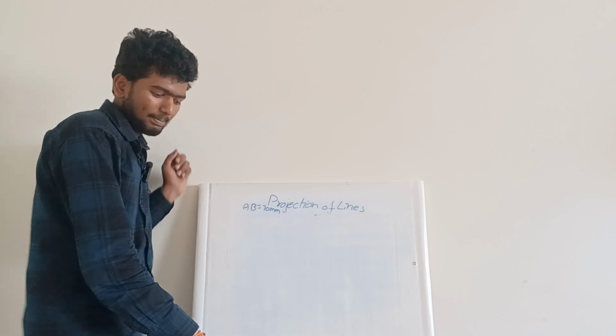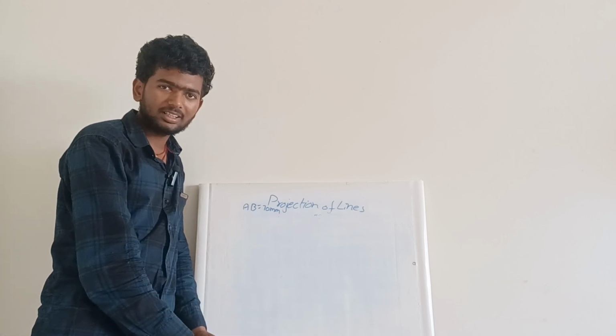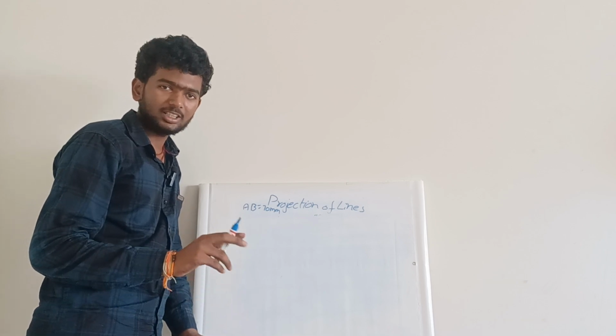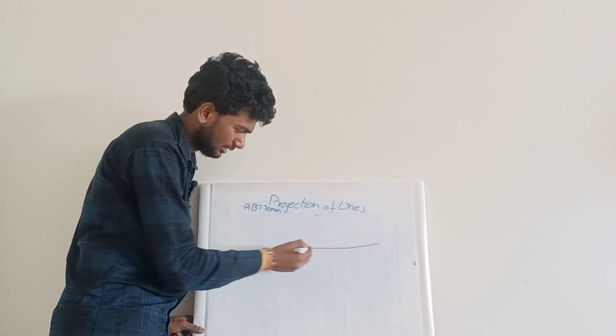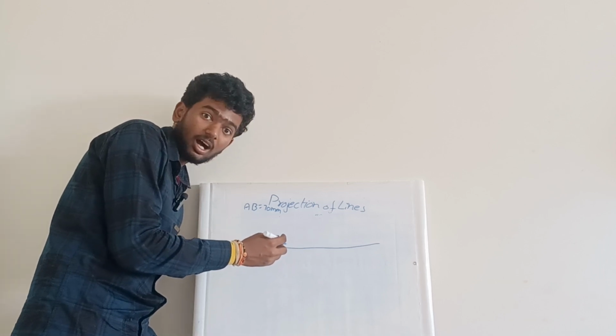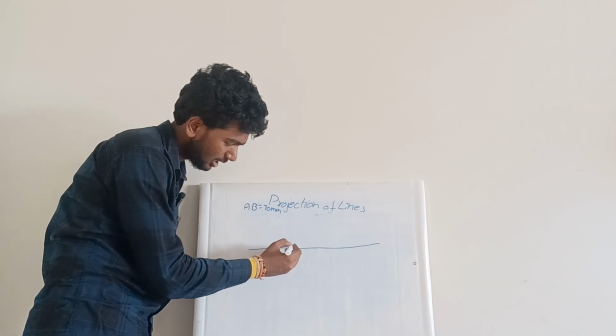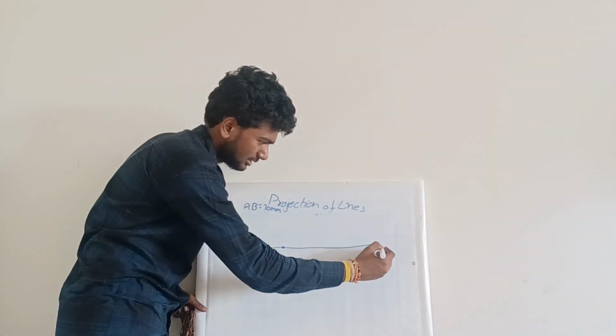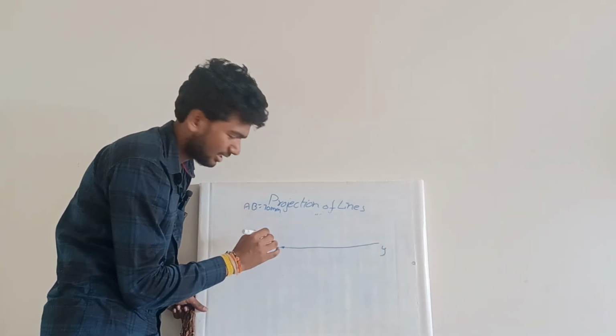Next, parallel to and 30 mm in front of the VP and on HP. On HP means first draw the reference line. This will be the reference line. Then they show that it is on the horizontal plane. That means on the XY reference line. This is X, this is Y. It is in the HP.